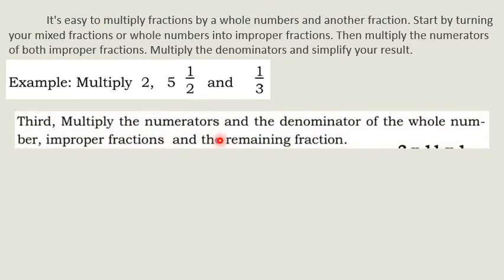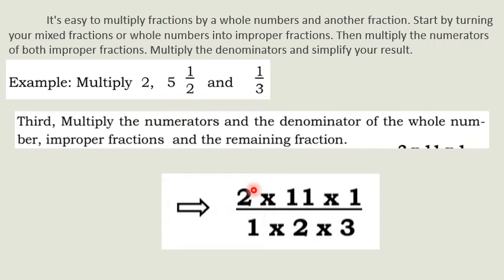Third, multiply the numerators and the denominators of the whole number, the improper fraction, and the remaining fraction. So, multiply na natin siya. Di ba, ito yung 2 over 1 times 11 over 2 times 1/3. Okay? Saan po nakuha yan? Yung 2 natin ay magiging 2 over 1, times, yung 5 and 1/2 ay magiging 11 over 2. Then, yung 1/3 as is siya. Pag sinama-sama nyo lang yung mga numerator, pag multiply nyo lang siya, and then pag multiply din natin yung denominator.